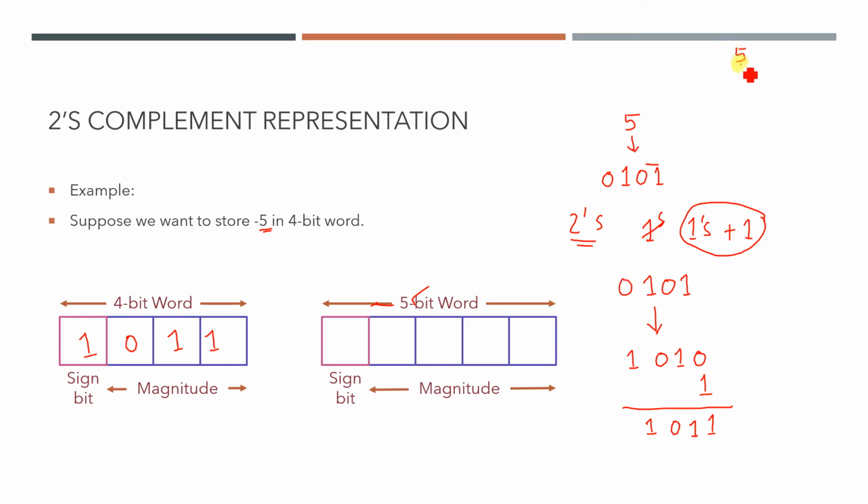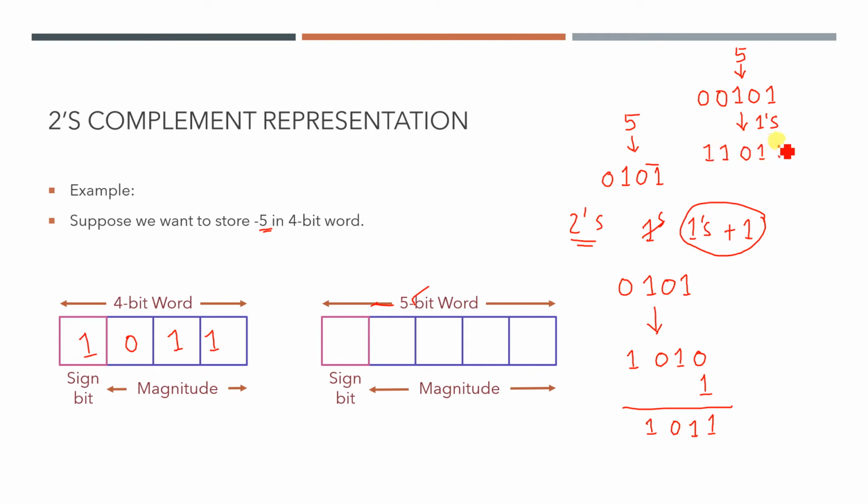So you have to first convert the 5 into its binary equivalent, which is 101, and you should make it 5-bit. So that will be 00101. Now you have to apply the ones complement. So the ones complement will be 11010.